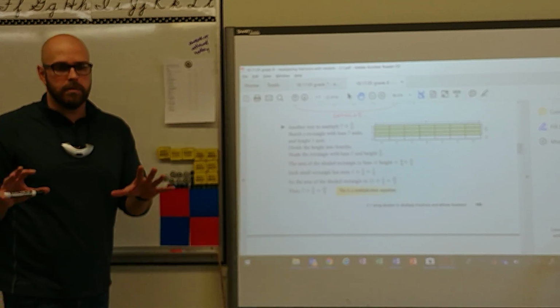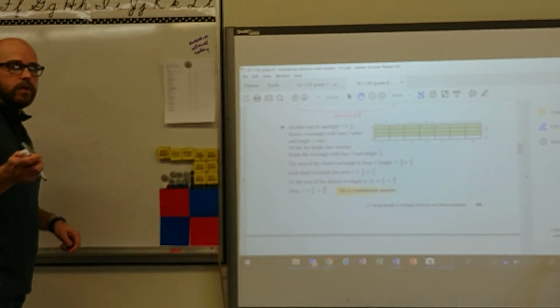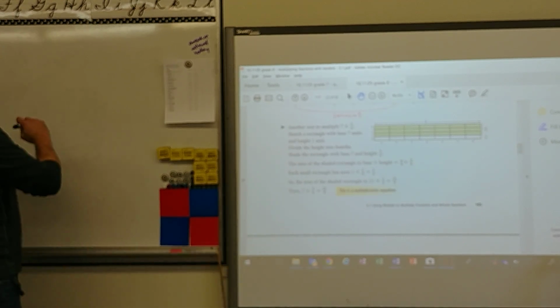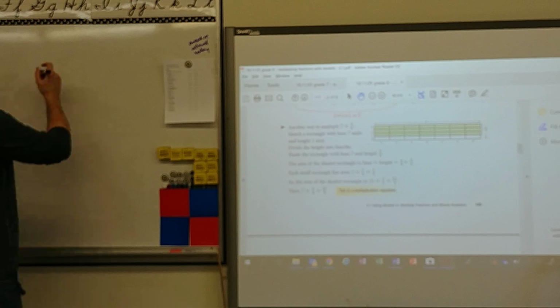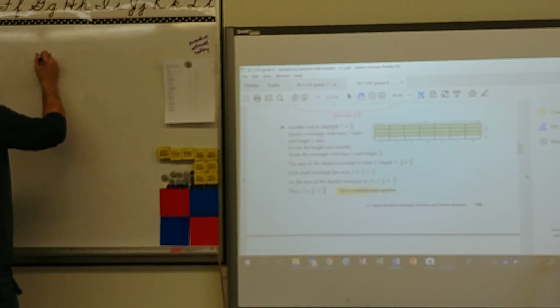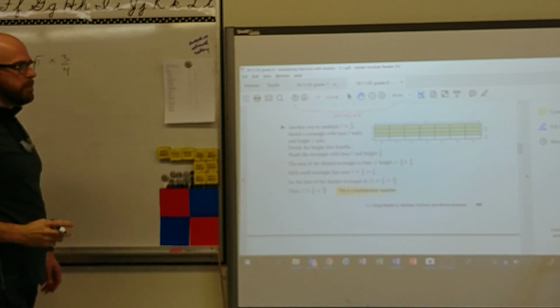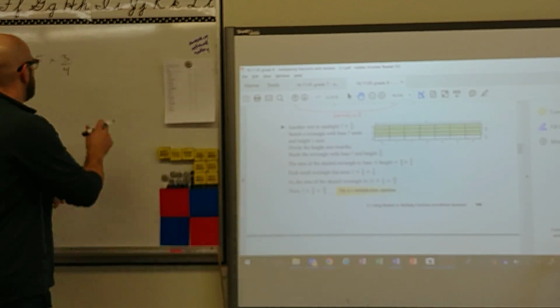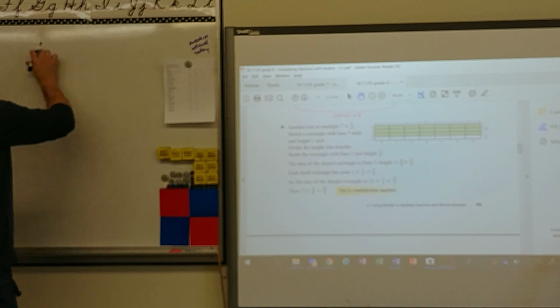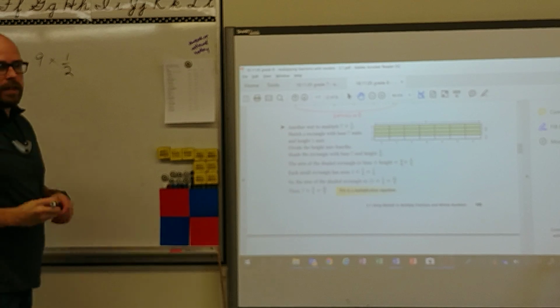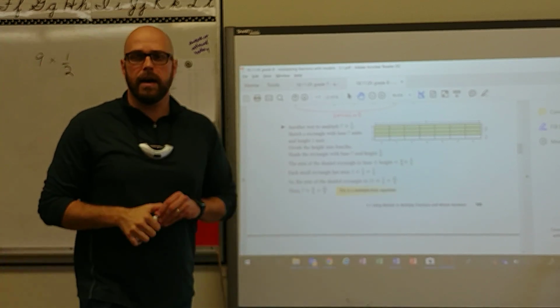We're going to take a look at a number line. And for those of you who are watching the video, you may want to pause at this point. Here we'll do 5 times 3/4 for your example. So it's very similar to this. Or you know what, actually we'll change this. We'll do 9 times 1/2. Okay, I'd like you to represent 9 times 1/2. So please pause.